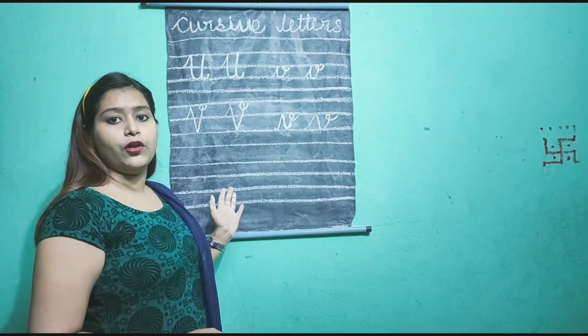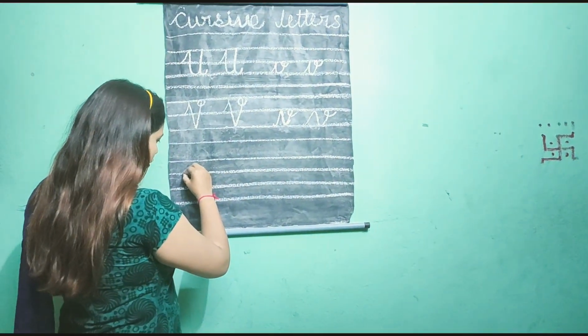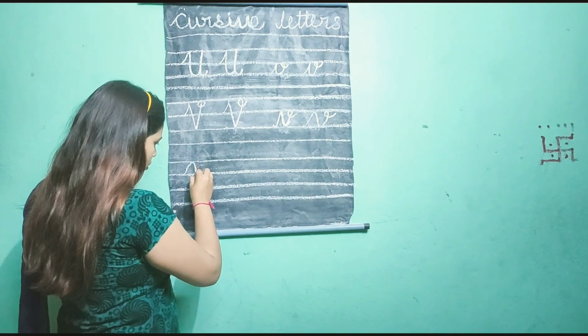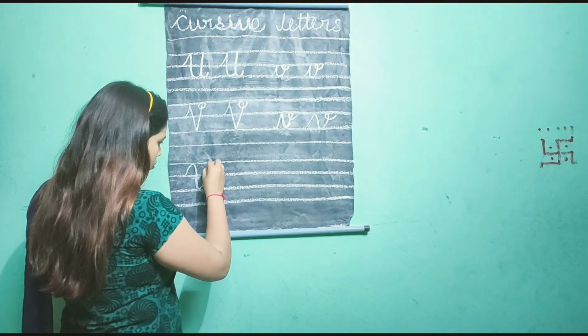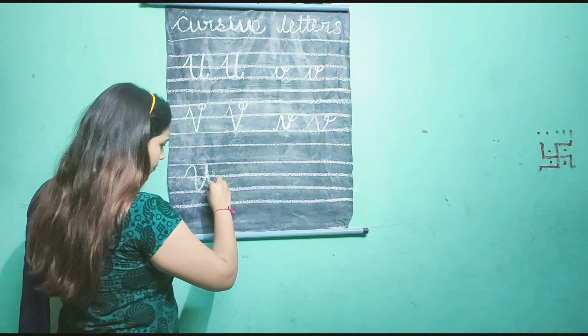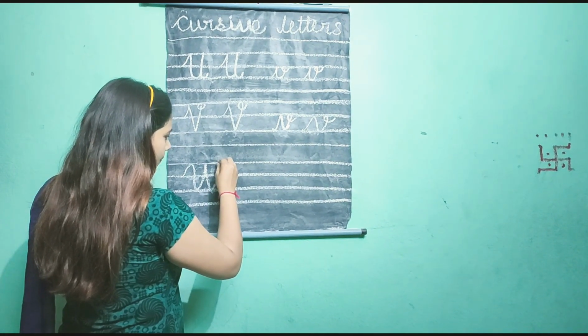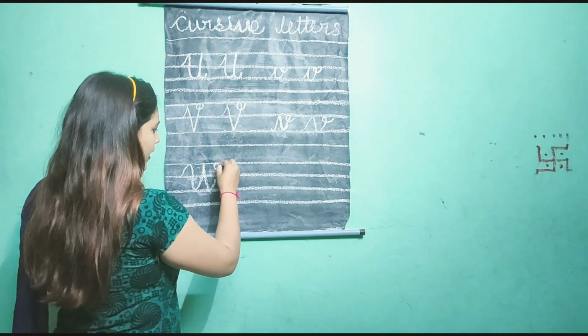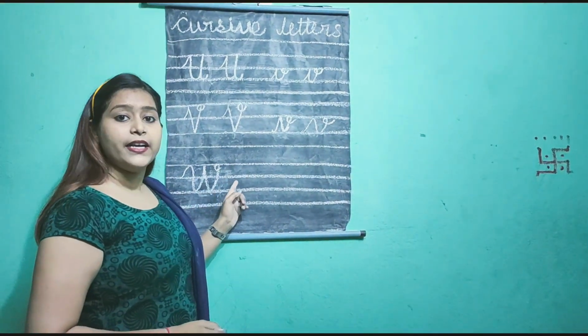Capital W, how to write? Starting from the upper line, go to the middle line, again go to the upper line, again come to the middle line, again go to the upper line, then a small curve like this. So this is capital W.